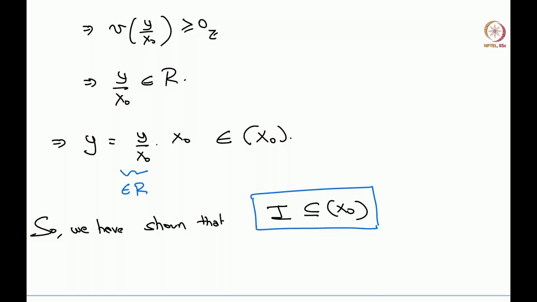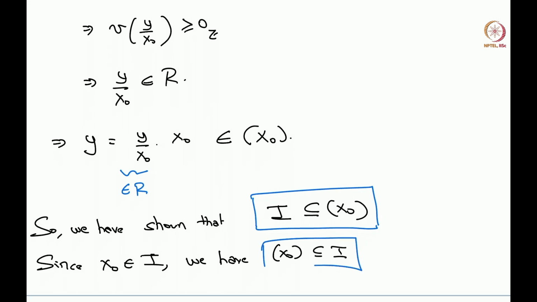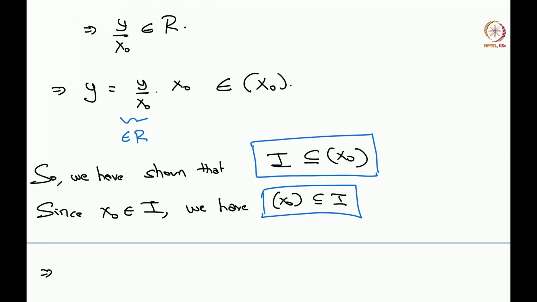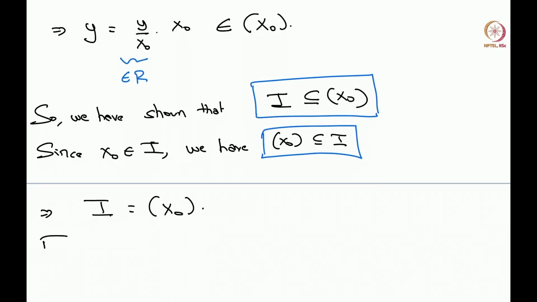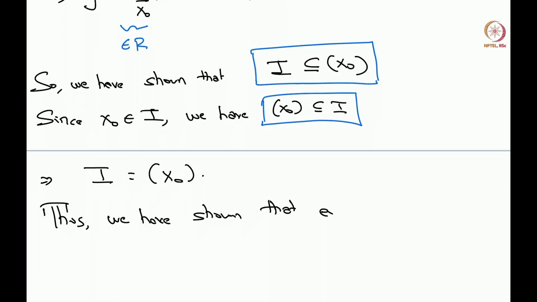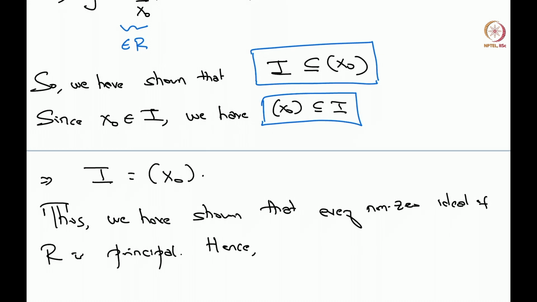But x naught by definition belongs to I. We have that the ideal generated by x naught also sits inside I. So combining both the inclusions, we have that the ideal I is this principal ideal generated by x naught. Okay. So in fact, thus we've shown that every non-zero ideal is principal and hence R is a PID.